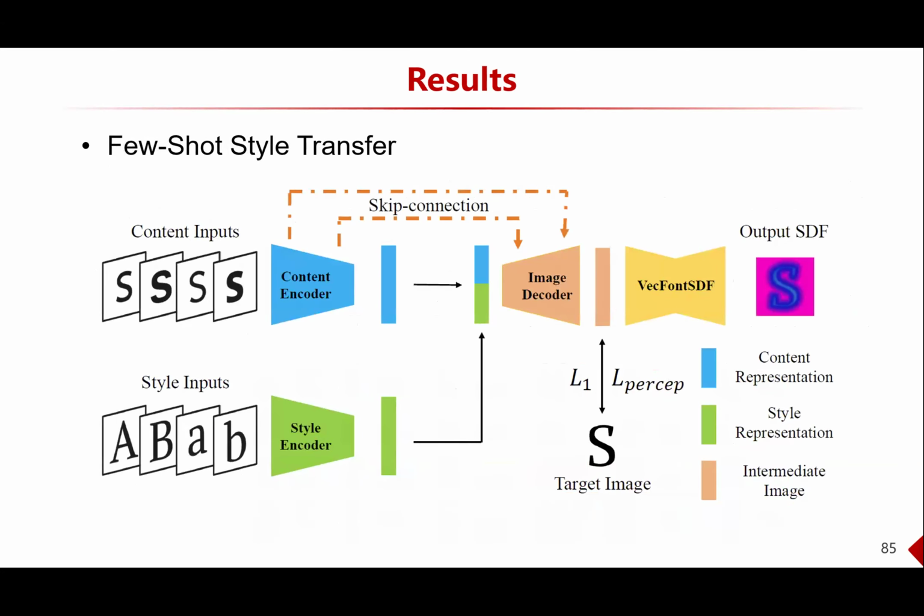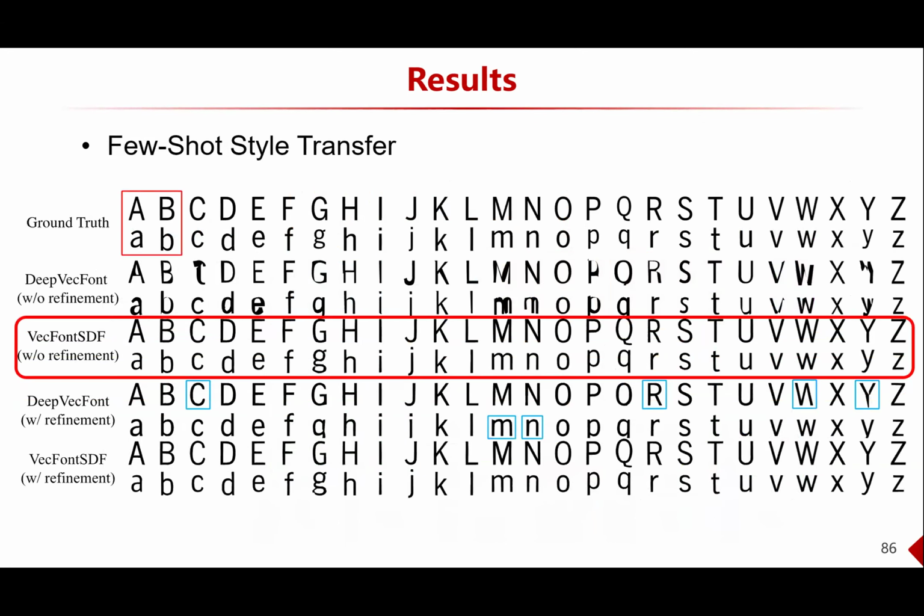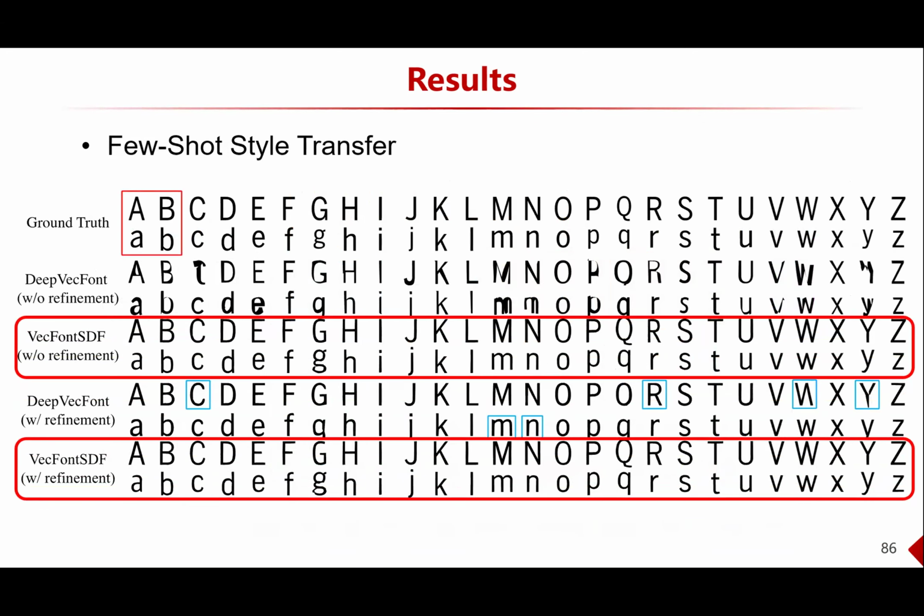To further demonstrate the potential of vector form SDF for vector form generation, we directly extend the popular few-shot style transfer task from the image domain to the vector domain, and this is end-to-end trainable because the proposed vector form SDF is differentiable. Here are some results of our method. Clearly outperform the deep vector form.